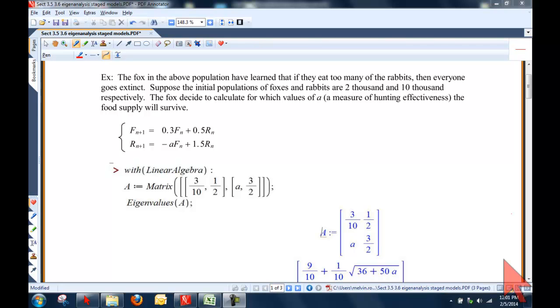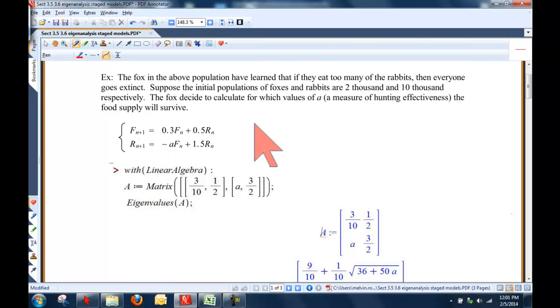Suppose we have the same initial fox and rabbit population in thousands as we had before, and now the foxes decide to get smart and figure out how greedy they can be. So a in this difference equation is a measure of hunting effectiveness, basically the rate at which the fox are eating the rabbits. The fox want that number to be as high as possible, but not to destroy the rabbits and therefore destroy themselves.